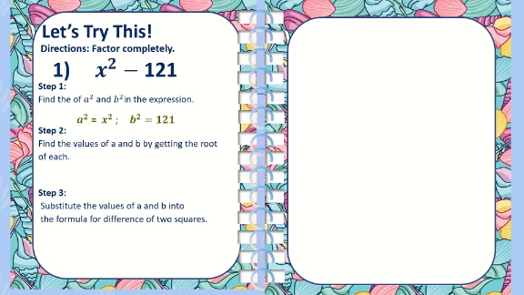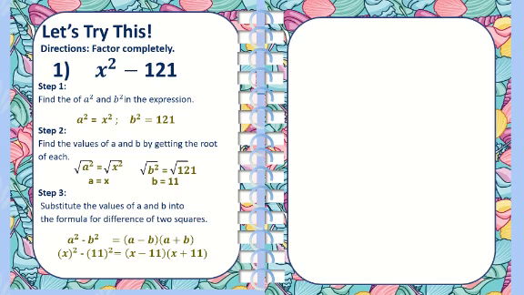Find the values of a and b by getting the root of each. Get the square root of the first term and the second term. We have, for the first term, x. For the second term, 11. Then for step 3, substitute the values of a and b into the formula of the difference of two squares. So we have the quantity x minus 11 times the quantity x plus 11 as the factored form for x squared minus 121.